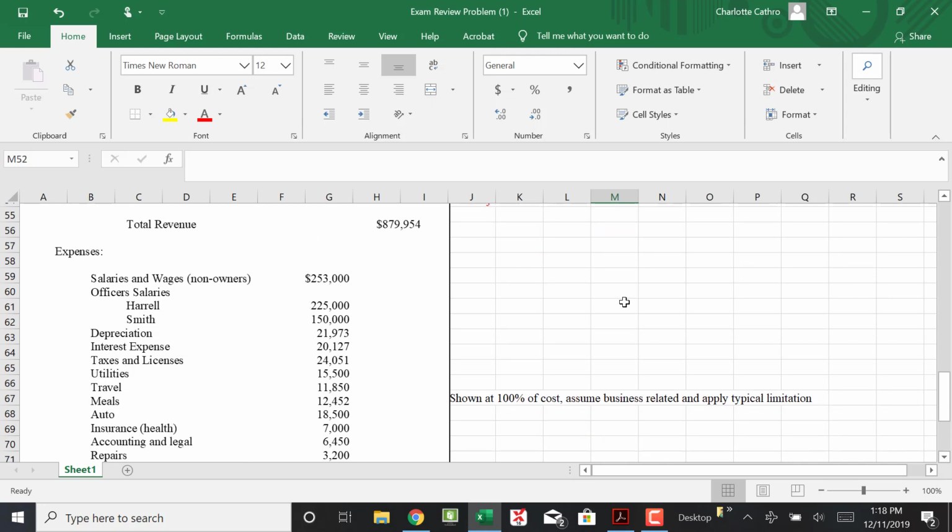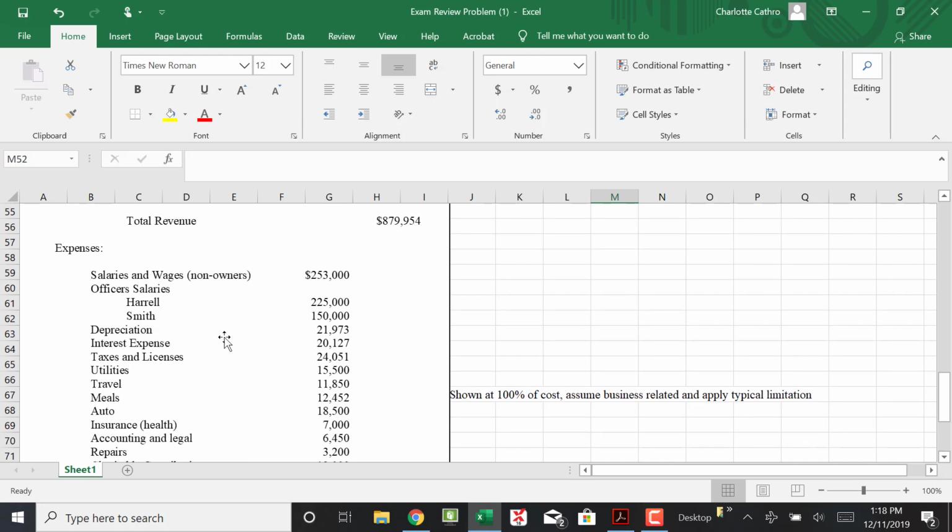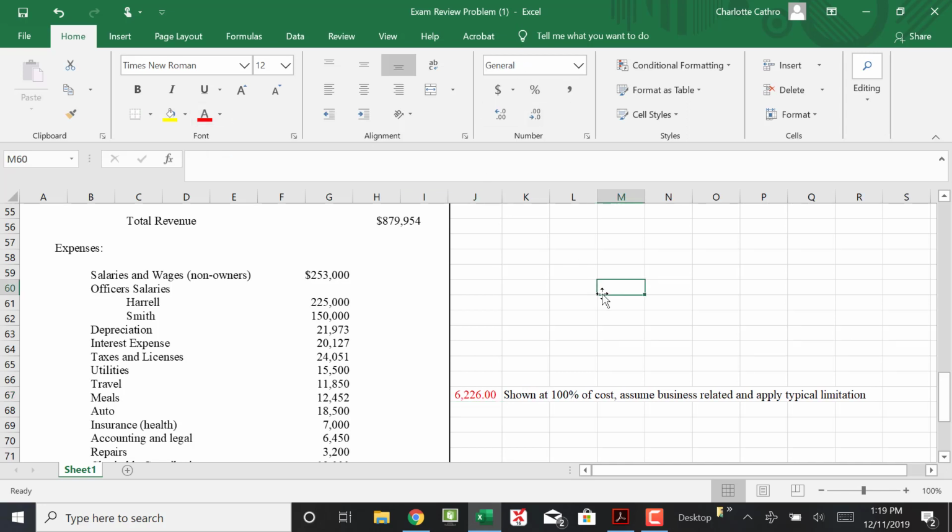Then I go down, again, normally depreciation would have an adjustment. There was not one given to you here. Meals need to be adjusted. They're shown at 100% of cost, and we know that we have to make an adjustment for half of that. So half of that's going to be non-deductible. We have an M1 adjustment of $6,226 here. So that is going to be half non-deductible.